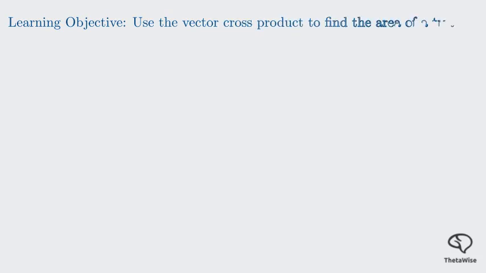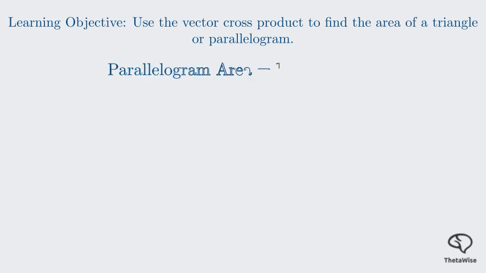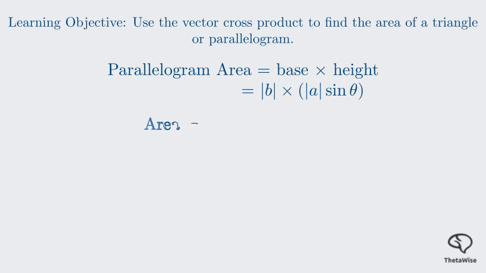Our objective is to learn how to find the area of a triangle or a parallelogram using the vector cross product. The magnitude of the vector cross product has a direct and beautiful geometric interpretation as an area. Consider a parallelogram defined by 2 adjacent vectors, A and B. We know the area of a parallelogram is its base times its perpendicular height. Let the base be the length of vector B, the magnitude of B. The height is the magnitude of A times the sine of the included angle, |A| sin theta. Notice that base times height is exactly the formula for the magnitude of the cross product. So, the area of a parallelogram defined by vectors A and B is simply the magnitude of A cross B.